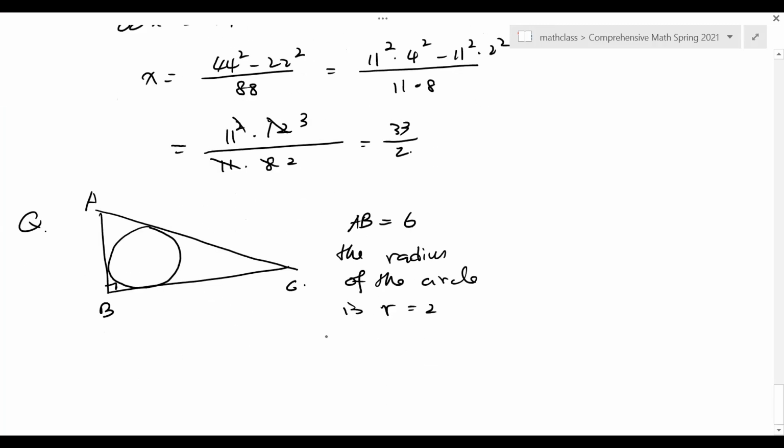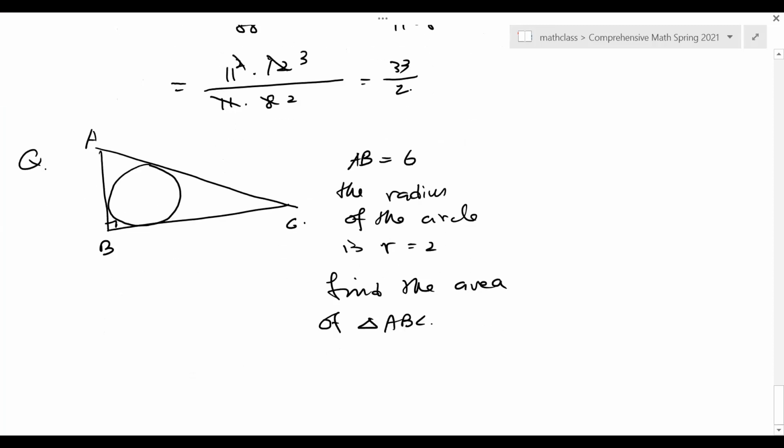We want to find the area of the triangle. Okay, so this side we already know is 6, right? So to find the area of the triangle, what do you have to do? You have to find the BC. It's a question of how to find it.